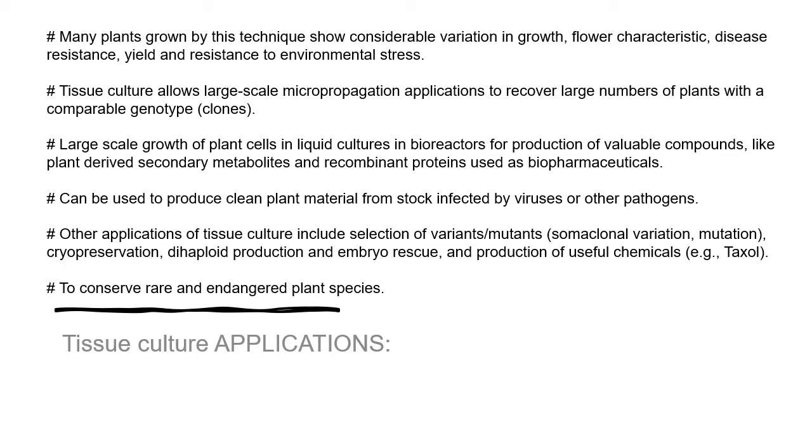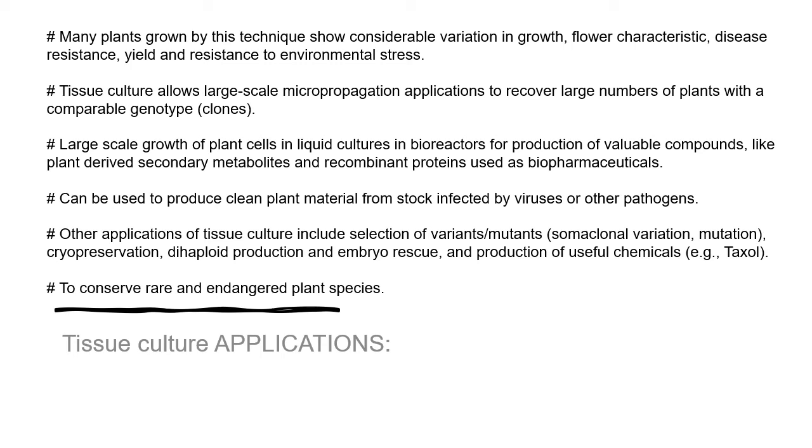These are some applications. Many plants can be grown by this plant tissue culture technique, with considerable variation in growth, flower characteristics, disease resistance, yield, and resistance to environmental stress. Tissue culture allows large scale micropropagation applications to recover large numbers of plants with comparable genotypes. Then large scale growth of plant cells in liquid culture in bioreactors for production of valuable compounds like plant derived secondary metabolites and recombinant proteins can be done, and it is used as biopharmaceuticals.